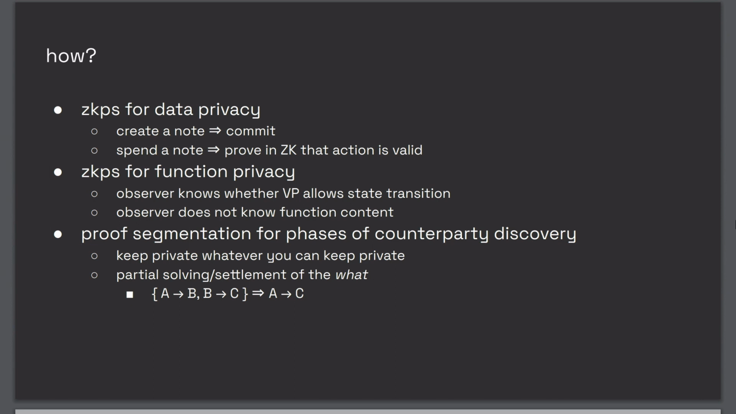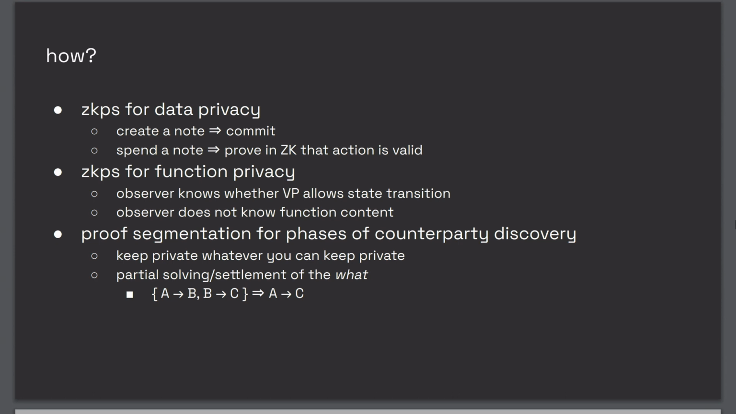Well, honestly, in ways that you're probably pretty familiar with. We use zero-knowledge proofs for data privacy, a similar kind of note model to Zcash, Zexe. Create a note commit, spend a note, prove in zero knowledge that your action is valid. We use zero-knowledge proofs for function privacy, so observers of the settlement layer, and observers of partially matched transactions, know whether a validity predicate allows a state transition, but they don't know the function content. The validity predicate, I'll talk about what validity predicates are in just a slide.